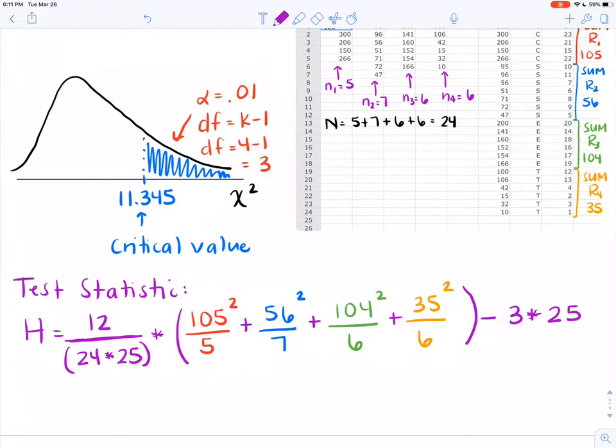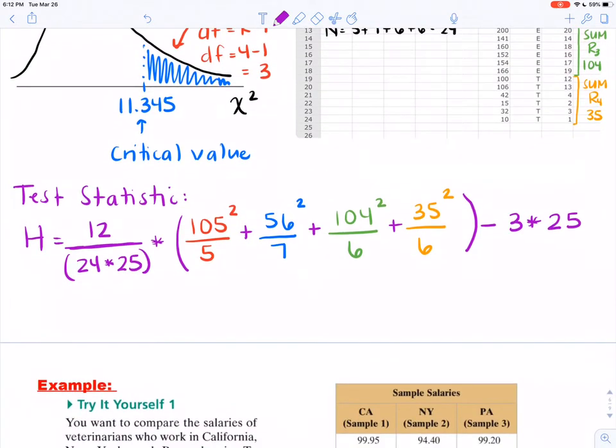Now, you can enter this all into your calculator in one step as long as you put parentheses in the spots that I've got parentheses listed here. Or you can work it out in steps if that's going to be easier. What I'm going to end up with here for my test statistic is a value of 18.197. Now again, normal rejection rule, I'm looking for whether this is in the shaded region.